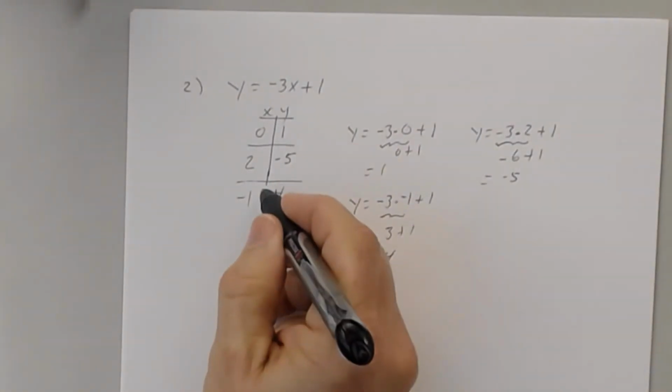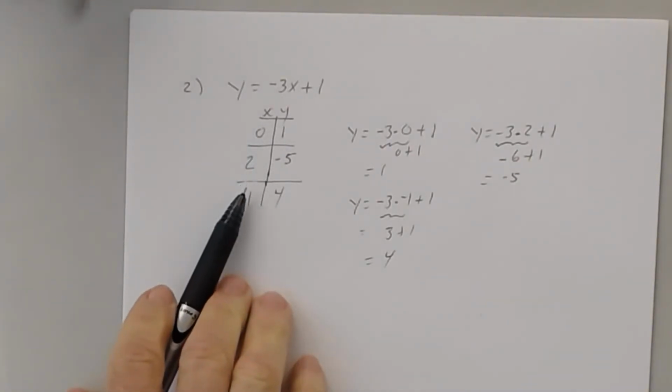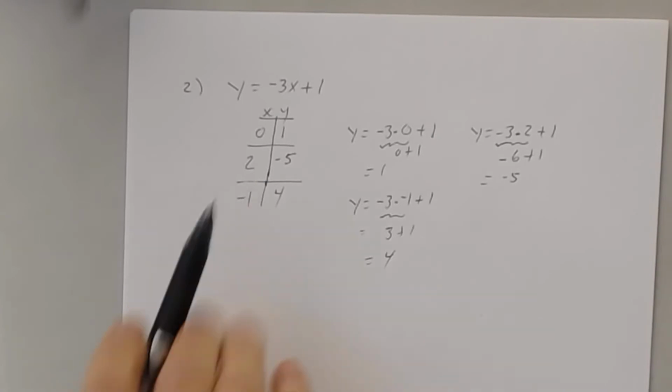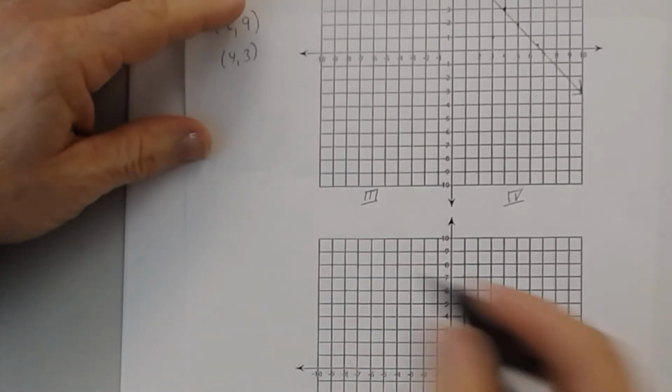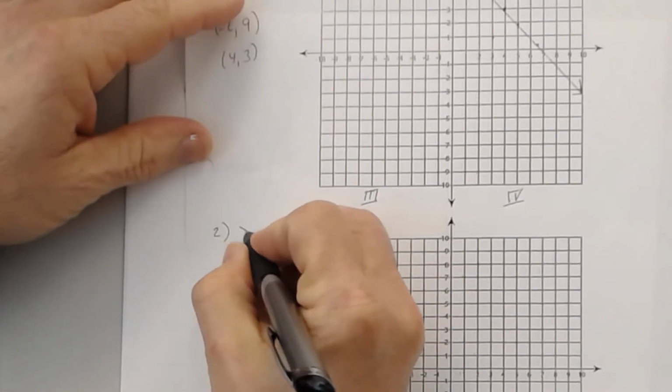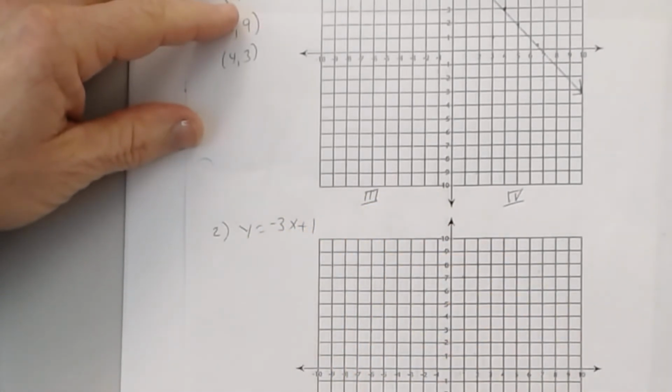So far, I've determined how many solutions? 3. And all those solutions better lie where? On the same line. And how many solutions does this equation have? An infinite number. Can you list them? No. So you have to actually graph them. All right, so let's go ahead and graph the next one. So this will be number 2. So I'm graphing y equals negative 3x plus 1.